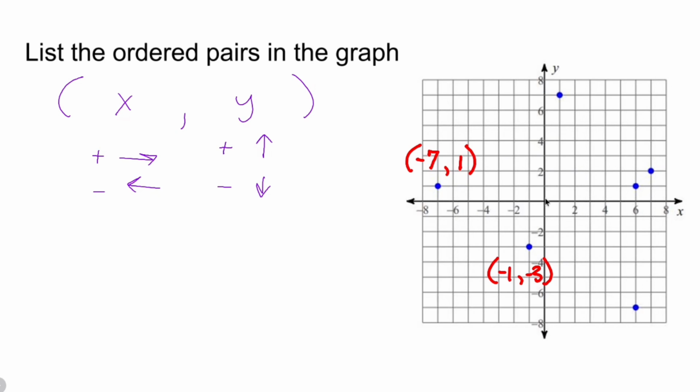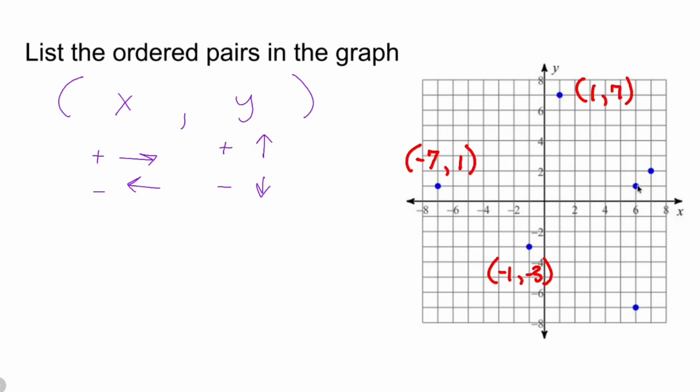Now let's take a look at this one. I'm at 0, 0. In order to get to this point, I move right 1, up 1, 2, 3, 4, 5, 6, 7. Right 1, up 7. Right is positive, so right 1 is positive 1. Up is also positive, so up 7 is positive 7. Right 1, positive 1. Up 7, positive 7. That point is done.